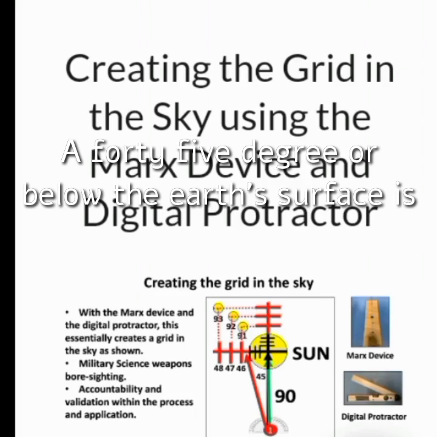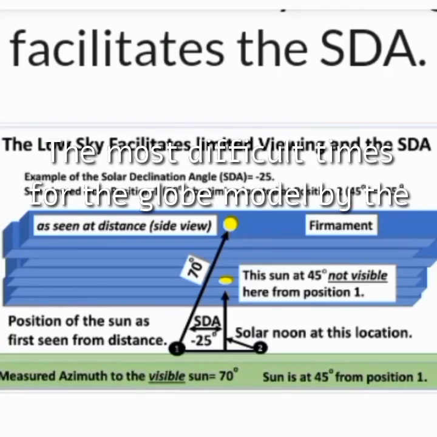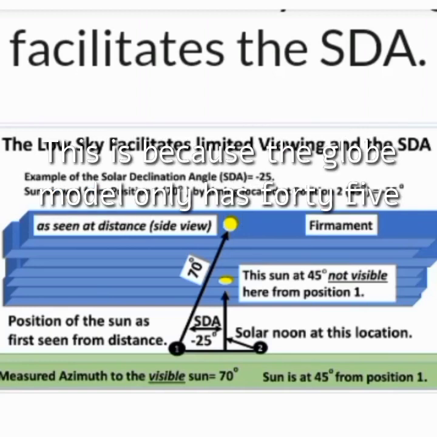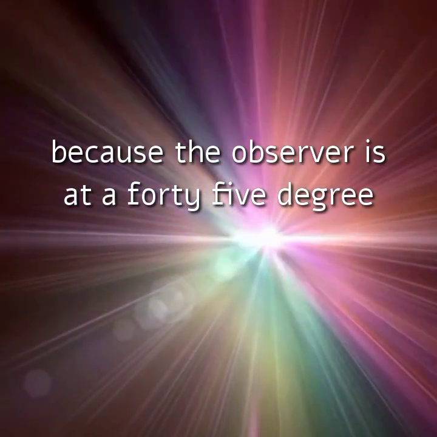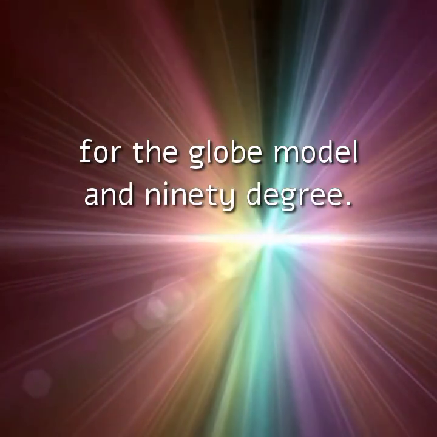At 45 degrees and below, the Earth's surface is indistinguishable between flat and curved. The most difficult times for the globe model are the summer season, inside the prime meridian zone, and low altitude. This is because the globe model only has 45-degree upper surface measurement to work with, because the observer is at a 45-degree surface angle to the Sun, which reaches line of parallel for the globe model at 90 degrees.